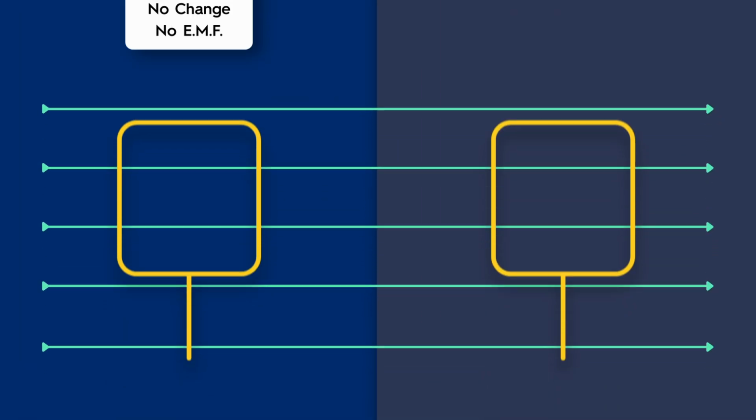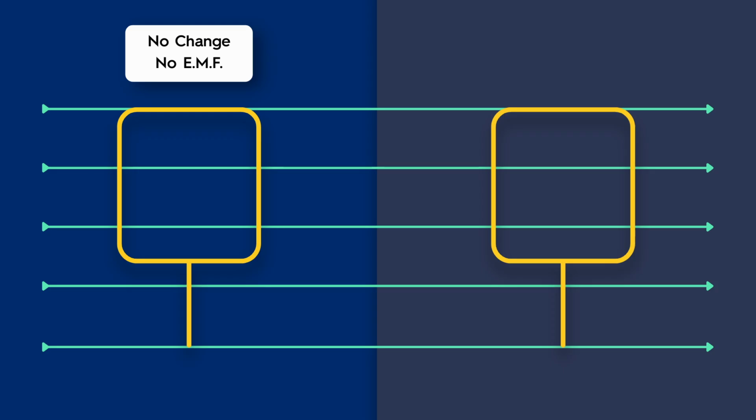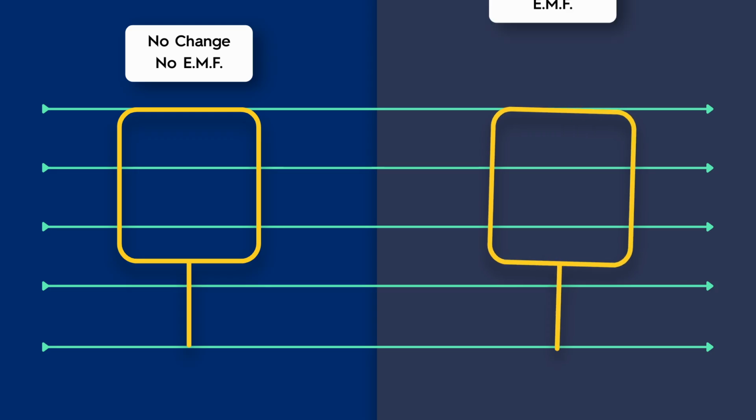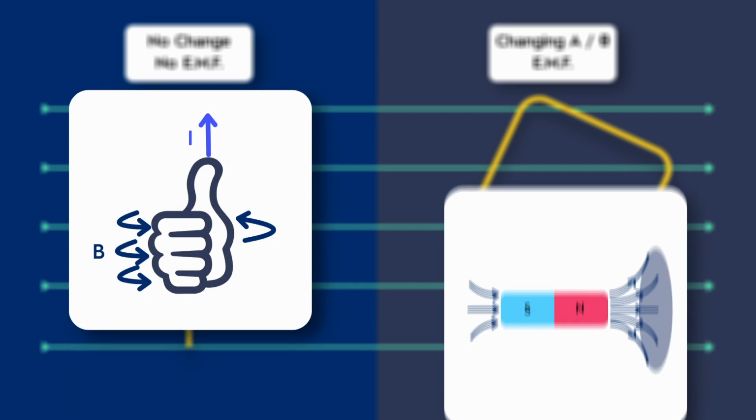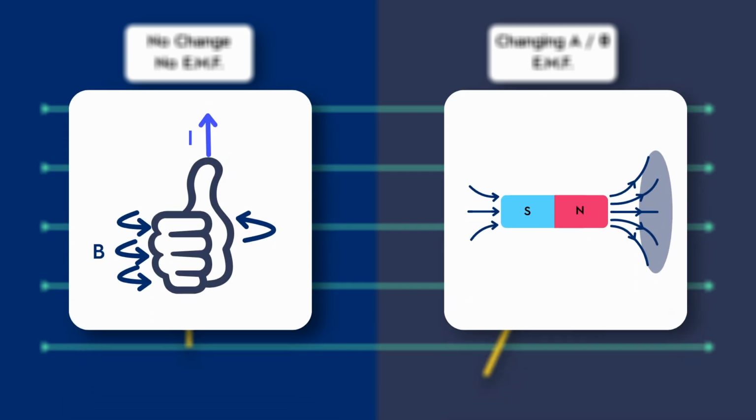To build intuition, remember this. If flux is truly constant, there is no induced EMF. But if you change the area of the loop or the angle, you do get an EMF, even with a steady field. Use the right-hand rule and Lenz's law to decide the direction.